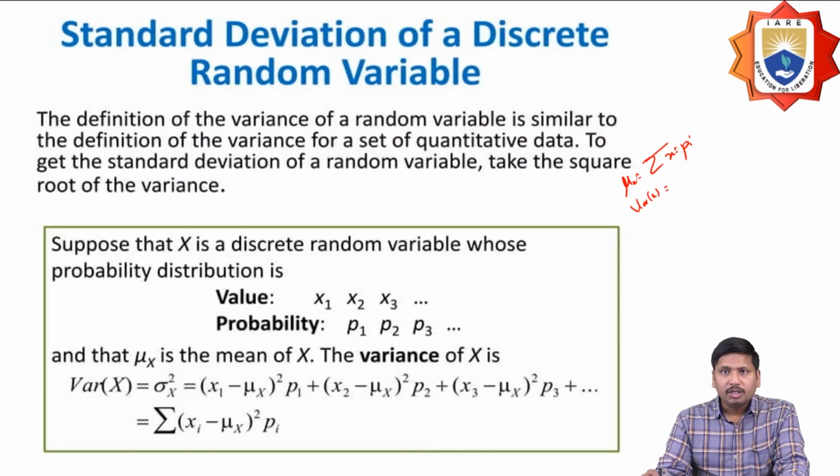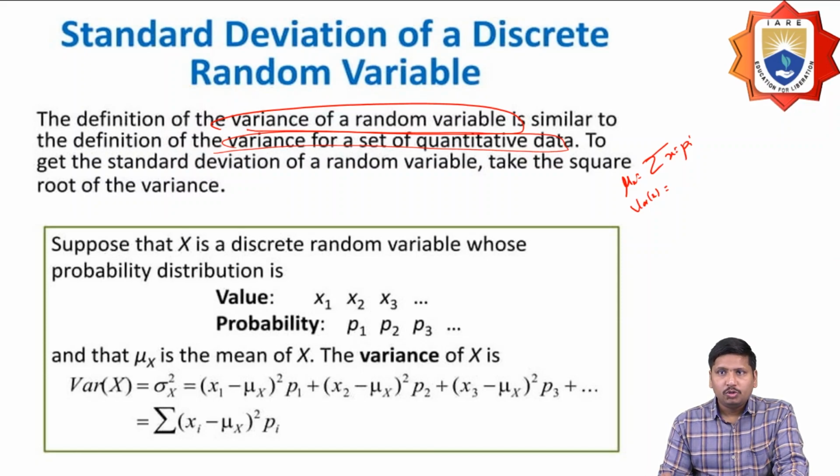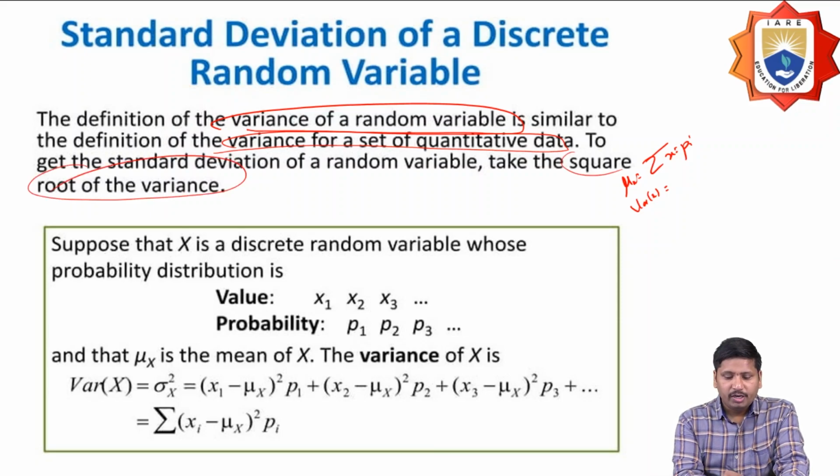The variance of this random variable is almost similar to the definition of the variance of a set of quantitative data. In order to get the standard deviation, we have to take the square root here. So the square root of the variance has to be applied.